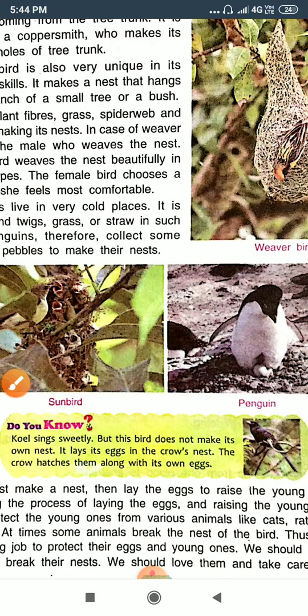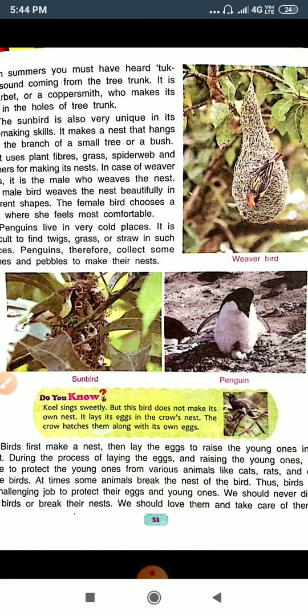So you have seen that birds make a nest to lay eggs and to raise their young ones, who grow up in that nest. And then what should you do? You should not disturb the birds' nest, or break their nest. But what should you do? You should love them and take care of them. Okay? So, I will take care of the nest of the birds.